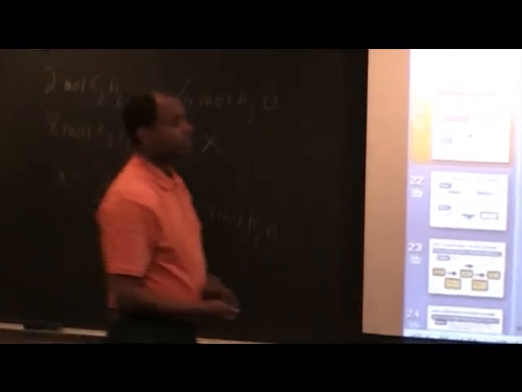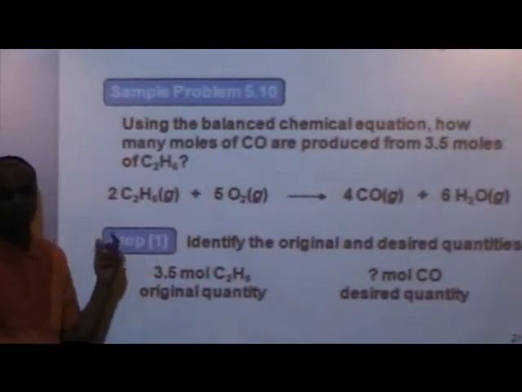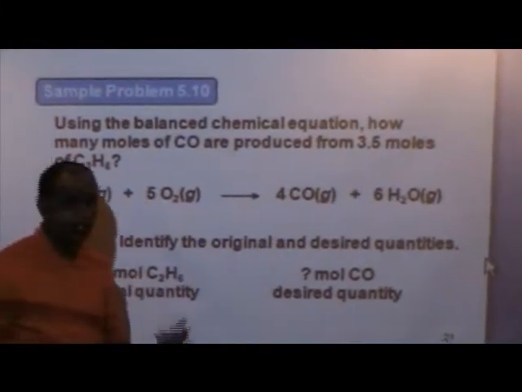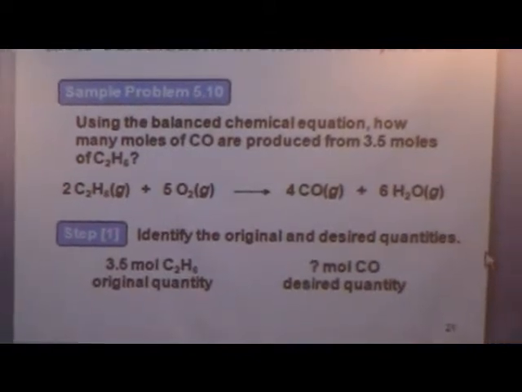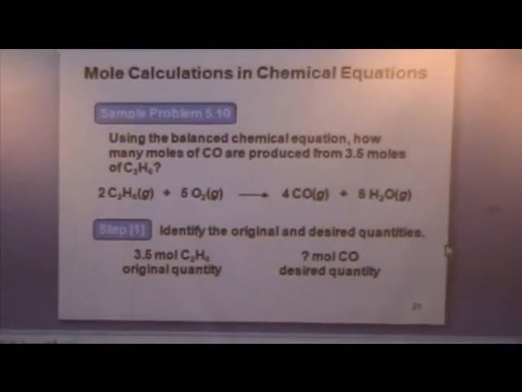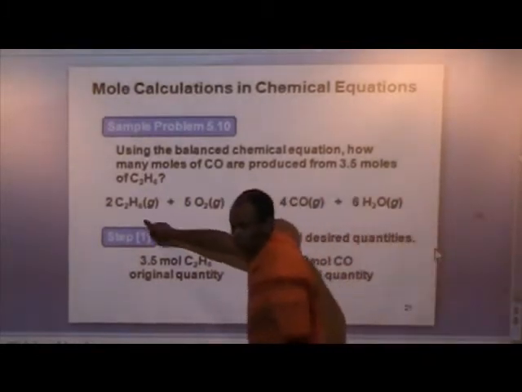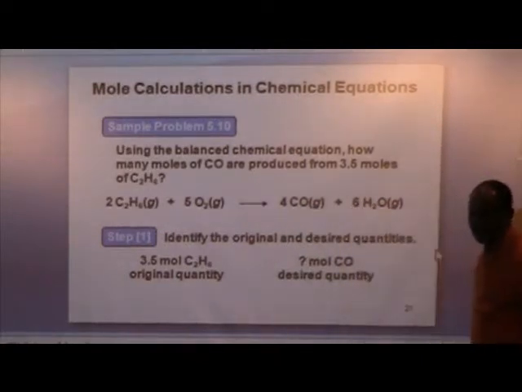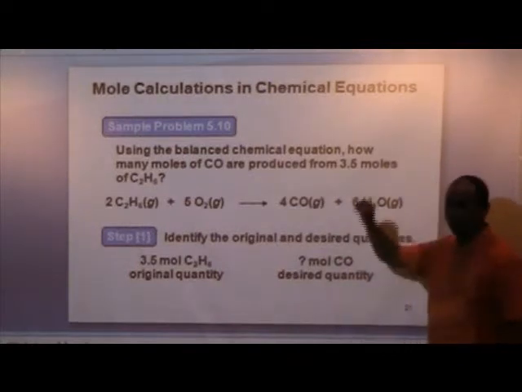Okay? So, in order to answer this question, you always have to start with the balanced equation here. The balanced chemical equation tells you the ratio of the reactant versus the product: how much reactant you have and how much product you get. If you have 2 moles of C2H6, you will have 6 moles of water. If you have 8 moles of C2H6, you will have 24 moles of water.